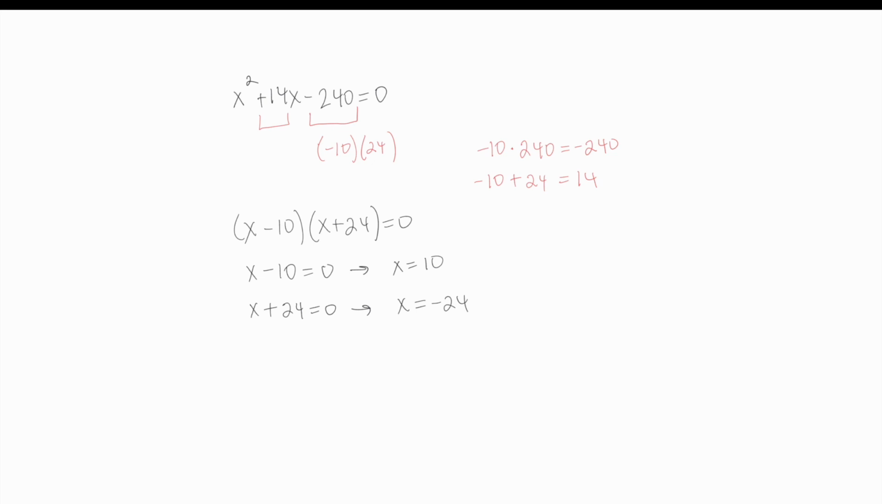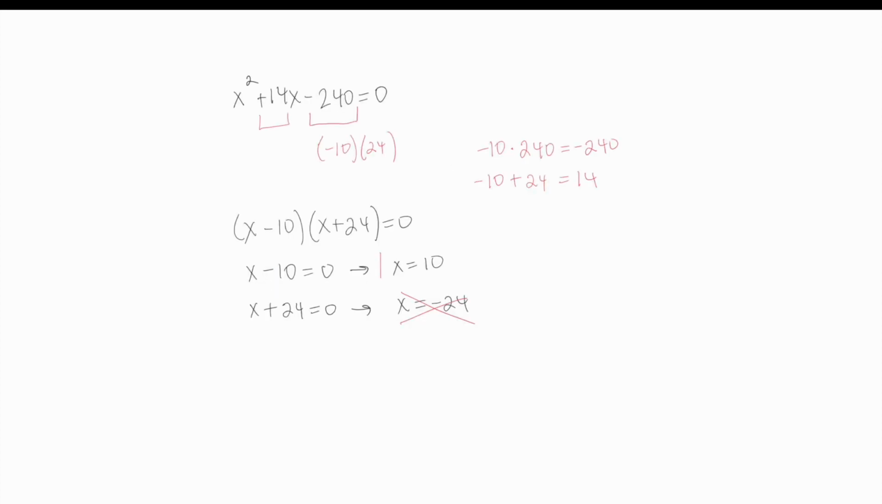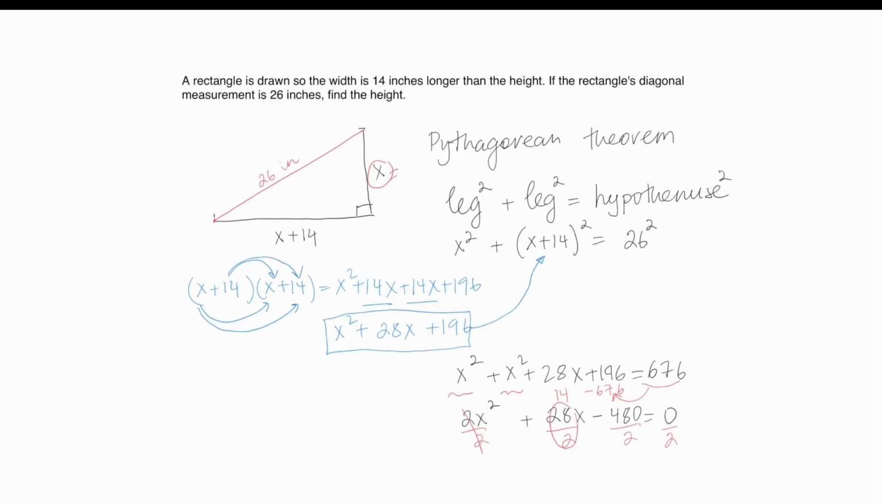I will go ahead and exclude the negative 24 because this problem actually gave us context, and we know this x represents the height of the rectangle. Going back here, the x is the height of the rectangle, so we only keep the positive answer, which is positive 10. I want to go back to that picture. So this x is 10, which is the height. And that means to find the width, all I have to do is add 14 to my height. So 10 plus 14, that's 24, and that's the width.